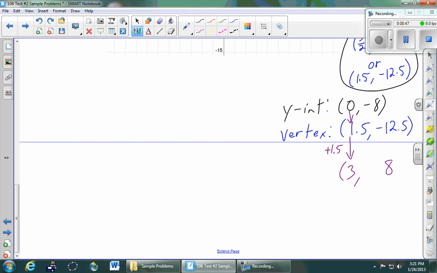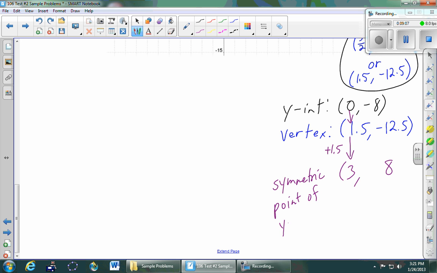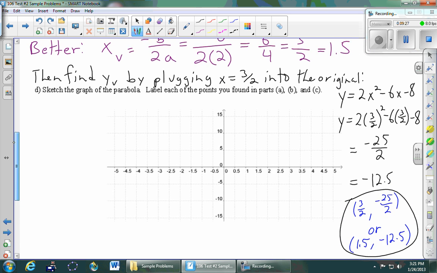So what we're finding here is the point symmetric. I was going to say the point symmetric to the y-intercept, but maybe it's better to call it the symmetric point of the y-intercept. So we found the x is 3, and to figure out the y, well, it's the symmetric point, so it's exactly the same y as it was before. So 3, -8. Probably the easiest way to think about finding that point is to just plot the points and draw the picture. And that's what we're asked to do here last.